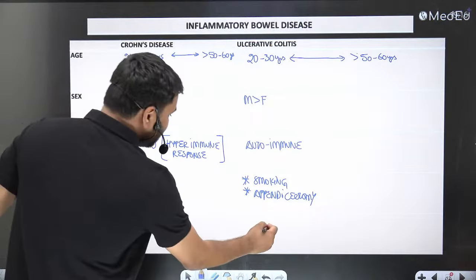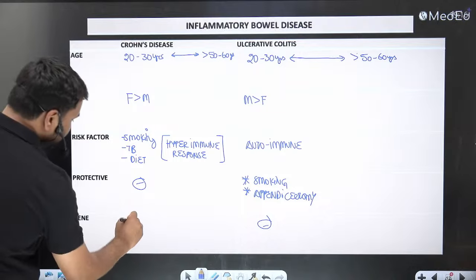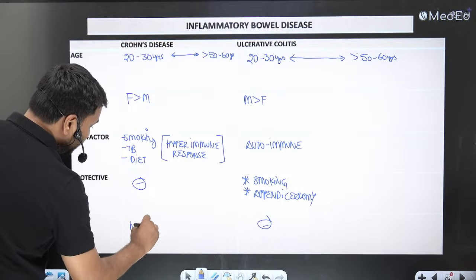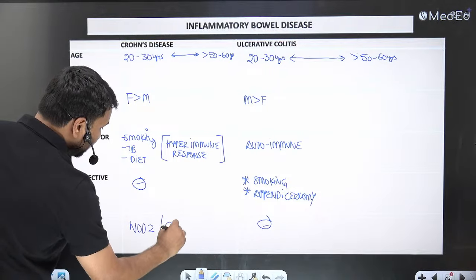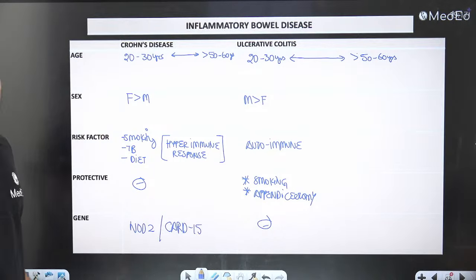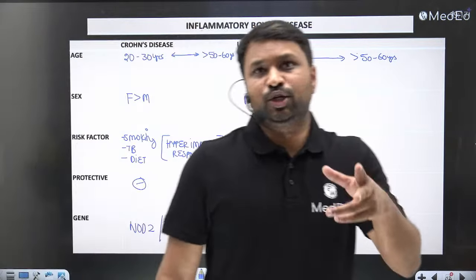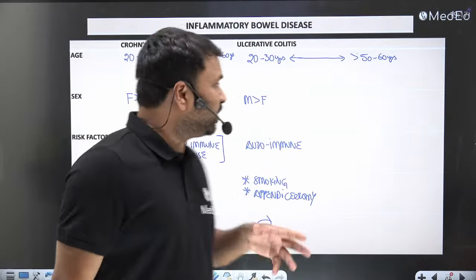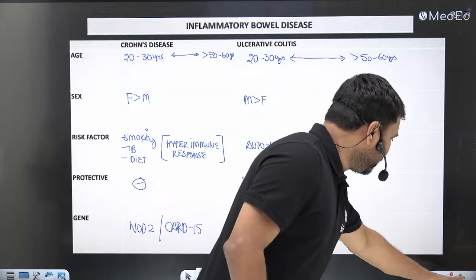There is no specific gene in your ulcerative colitis, but Crohn's is associated with NOD2 and CARD15. There are two genes which are commonly associated with your inflammatory bowel disease.